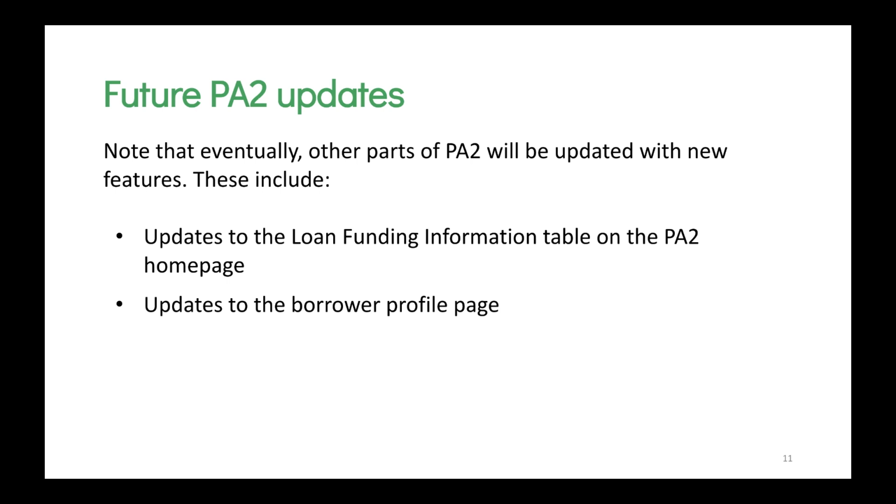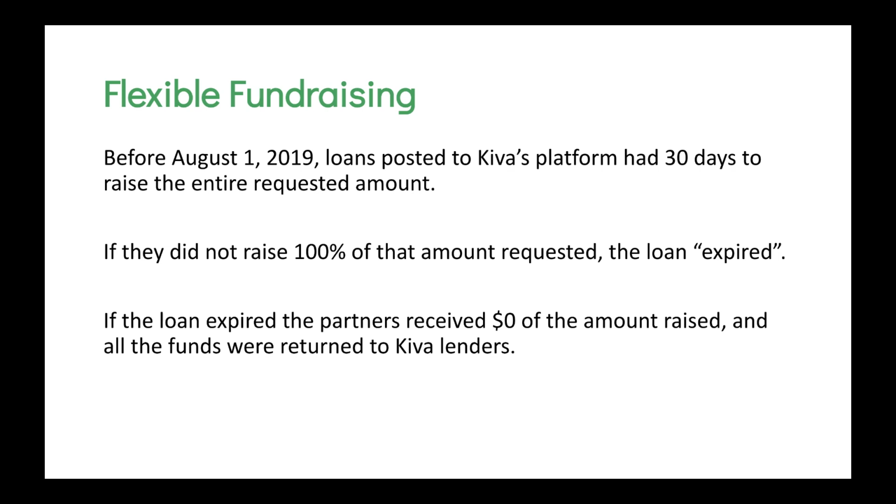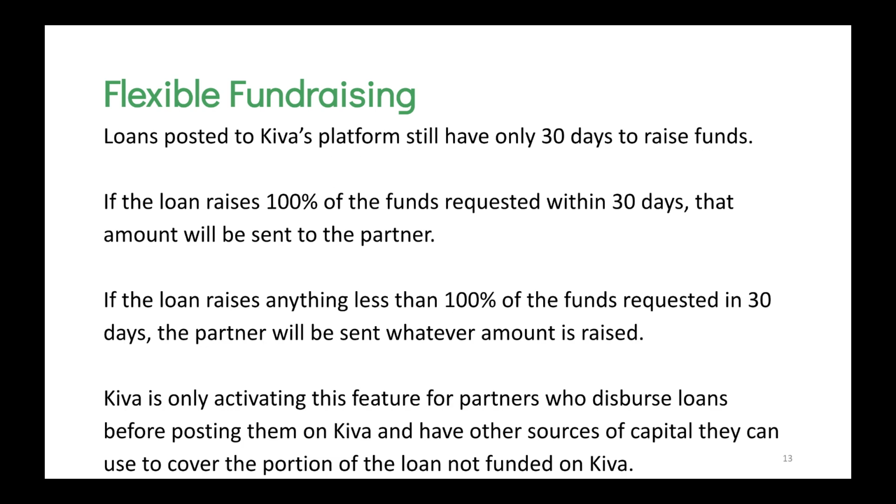First, let's talk about flexible fundraising. Before August 1st, 2019, loans posted to Kiva's platform had 30 days to raise the entire requested amount. But if they did not raise 100% of that amount requested, the loan expired. If the loan expired, the partners received $0 of the amount raised, and all of the funds were returned to Kiva lenders. With the newly introduced flexible fundraising features, loans posted to Kiva's platform still have only 30 days to raise funds.